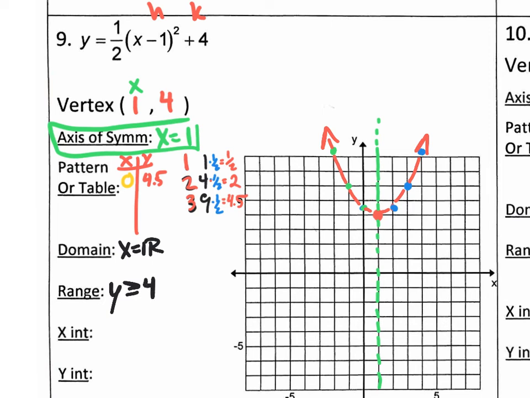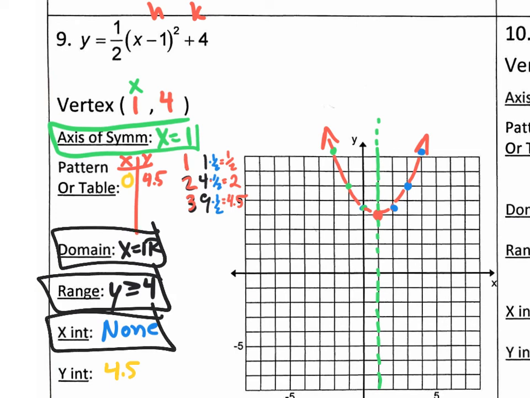How about the x-intercept value? None. It does not cross the x-axis. How about the y-intercept? Where does it cross the y-axis? 1, 2, 3, 4.5, right? 4.5. We are done. 5.5? I don't know. Let me count again. So here we go. 1, 2, 3, 4, 4.5.